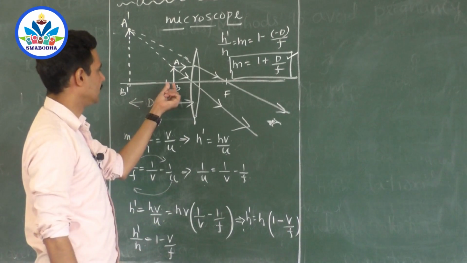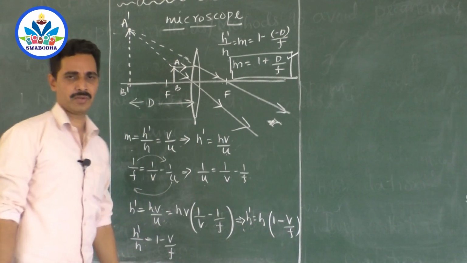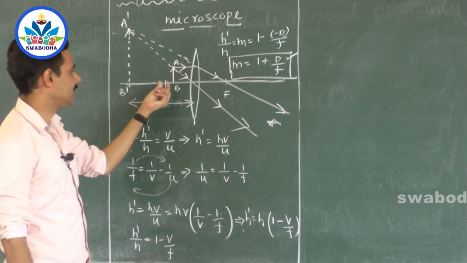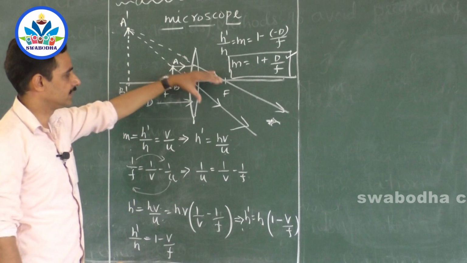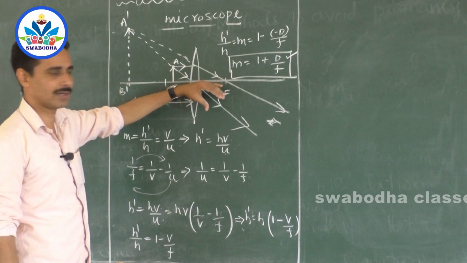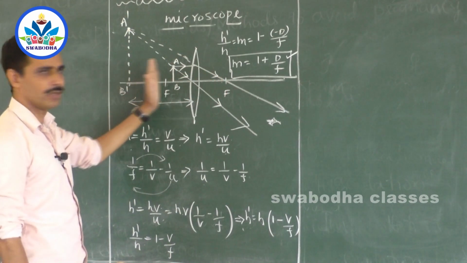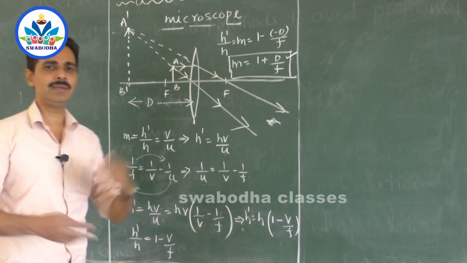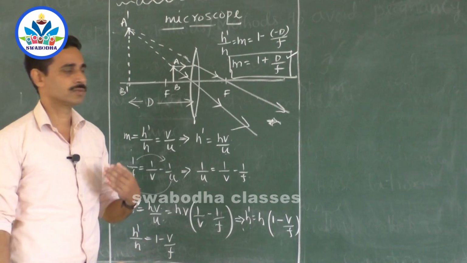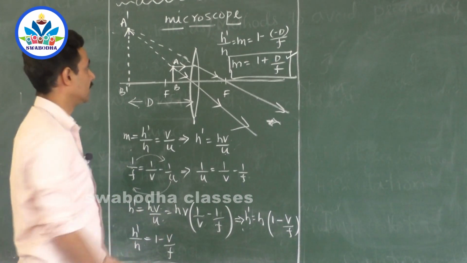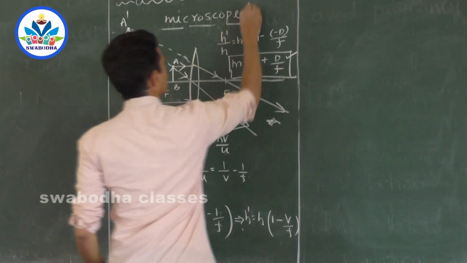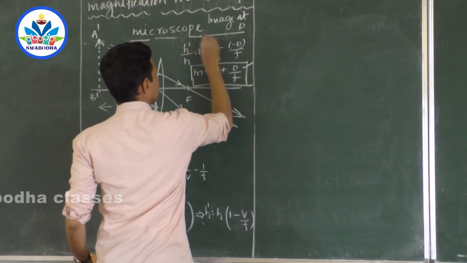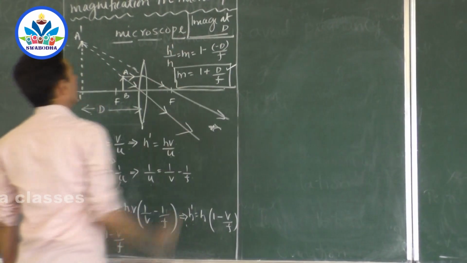Suppose this object is very close to the focus, what happens? Then these rays become parallel. If the object is exactly at the focus, these two rays will be exactly parallel and they never meet. Suppose it is very close to the focus, these rays will meet at a very large distance. You will get a highly magnified image, and so the image is at infinity. This is the derivation for when the image is at D.